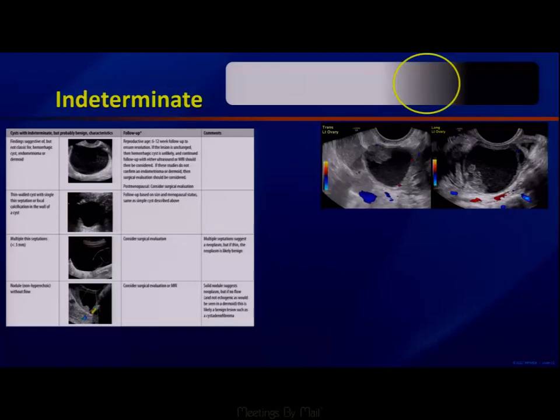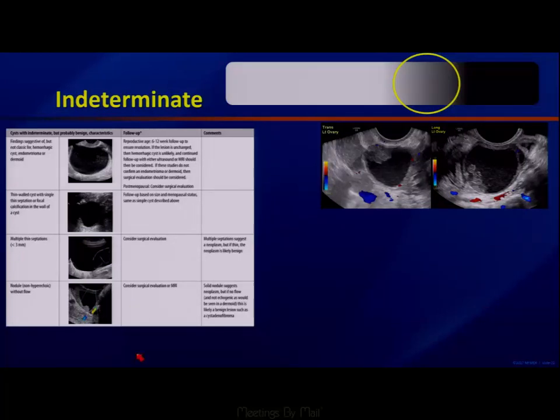We can have thin-walled cysts, but have a single thin septation or a focal calcification in the wall. That's the second point here. The follow-up is just as a simple cyst would be, and we'll hear more about that tomorrow in the keynote. Multiple thin septations can be considered for surgical evaluation. This is suggestive of a neoplasm, but a benign neoplasm.